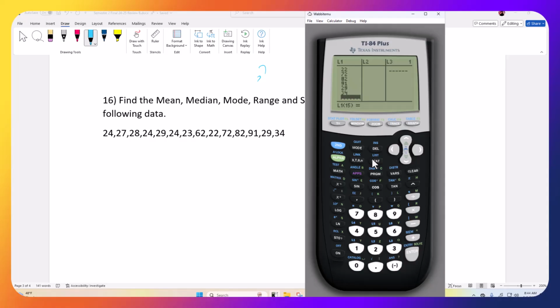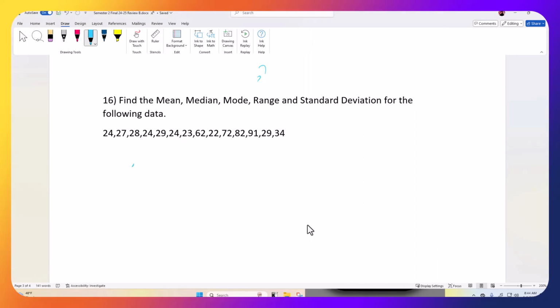Now that I've done that, I can press Stat again, slide over to Calc, and run one variable statistics. On L1, I calculate, some information comes up. For instance, the mean is that top line, 40.79. So let's start with that. X bar is 40.79. I also need to find the median and the mode. Those are all things that look for the center, and then the range, and then the standard deviation.